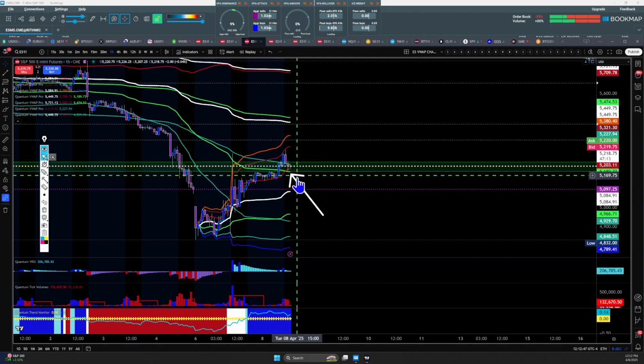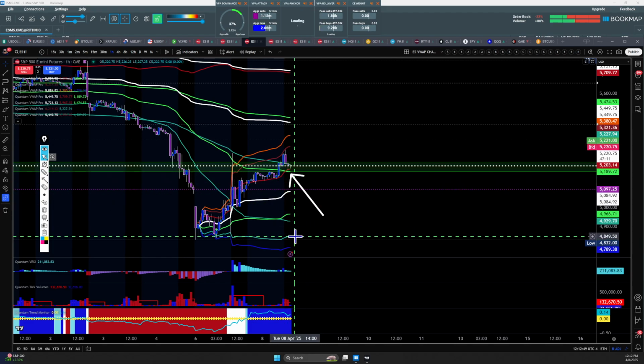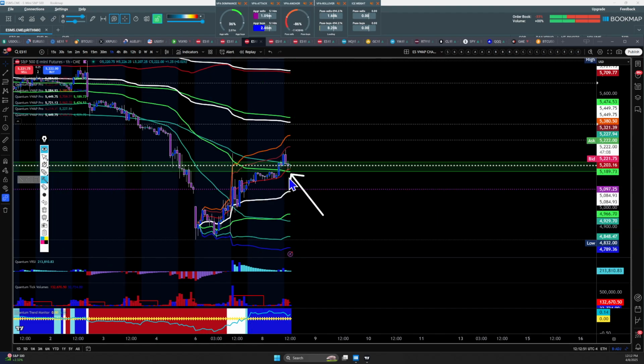51.8450. That would start confirming to me that we're going to create this secondary stop and push back down to the lows.